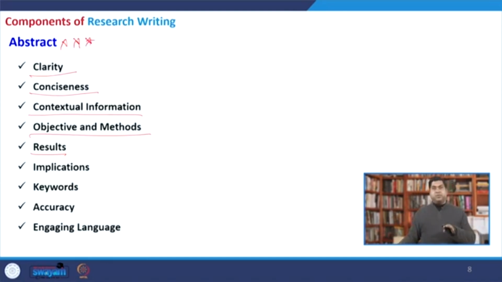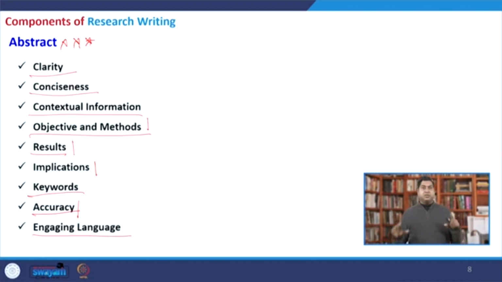Preferably the abstract should be written at the end, when you have all sections of your paper ready, so that it can convey the objective, methods, results, and implications, that is, how this paper is going to help, whether it is a theoretical advancement or some practical implication. Add the keywords, because nowadays it is search by keyword, so that your work will come up. On accuracy, there should be no margin for error, and you should not put anything inaccurate or vague. And there should be some engaging language.